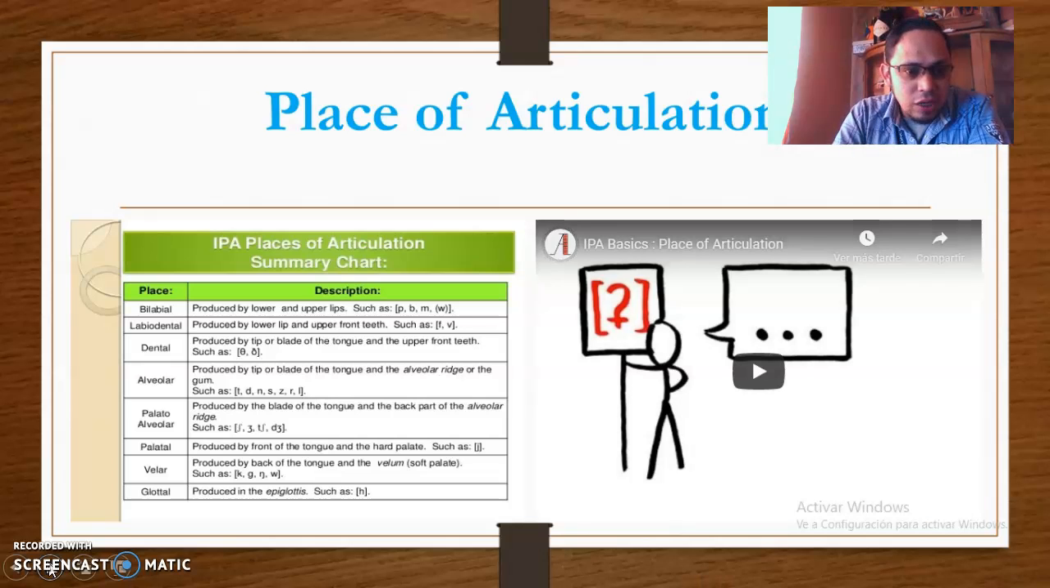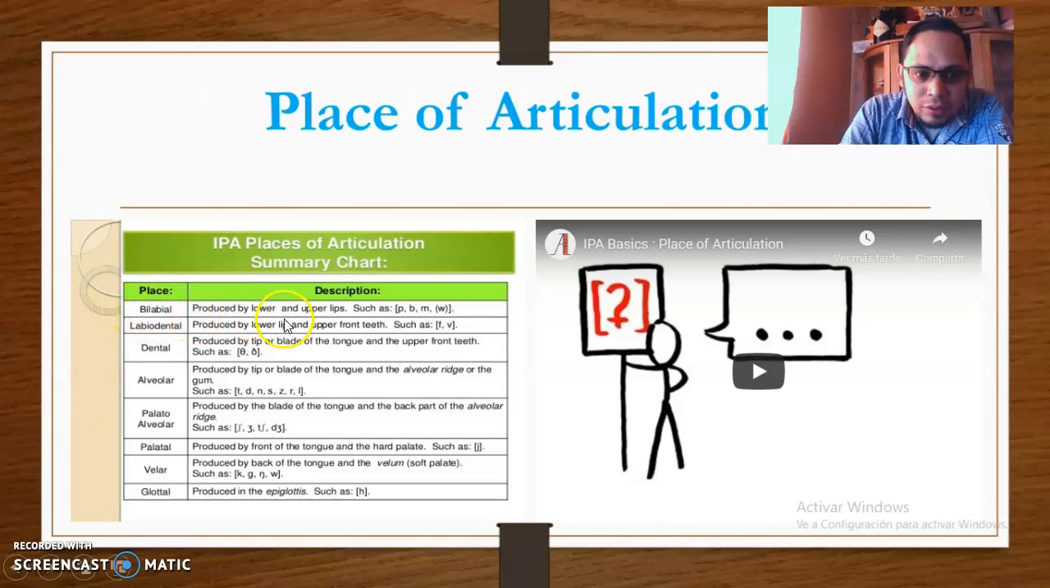Place of articulation, according to the IPA, the place of articulation summary charts that we have present around here tell us about the bilabial, labiodental, dental, alveolar, palato-alveolar, palatal, velar, and glottal. Each has some specific characteristics at the moment of producing some specific consonant. Let's get a resume here.